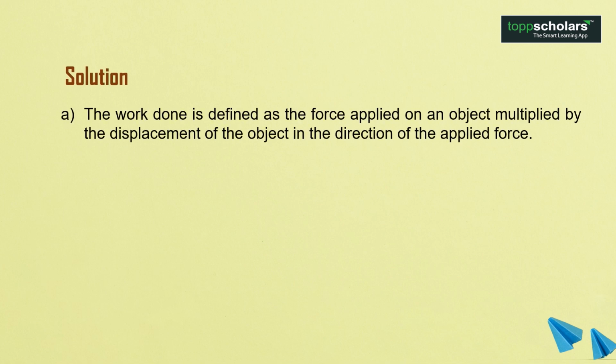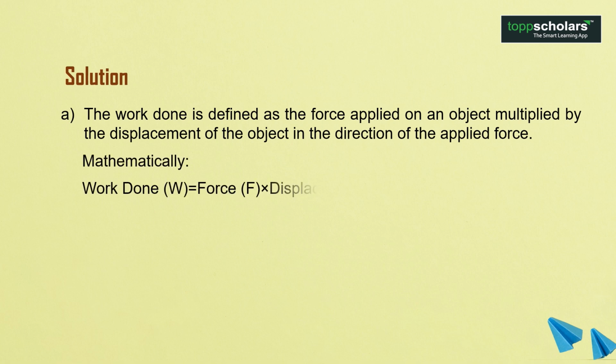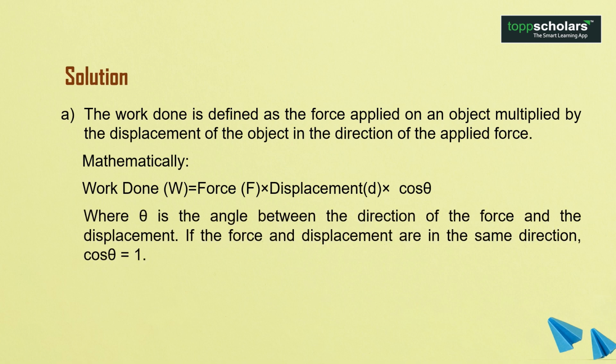So the work done is defined as the force applied on an object multiplied by the displacement of the object in the direction of the applied force. Mathematically, work done is given by force times displacement times cos theta, where theta is the angle between the direction of the force and the displacement. If the force and displacement are in the same direction, cos theta is equal to 1, that is theta is 0 degrees.